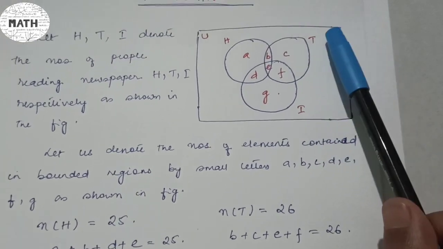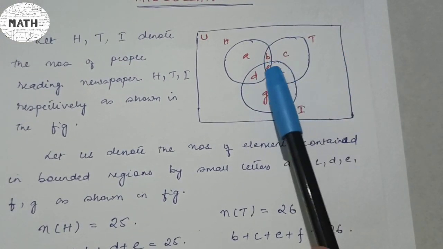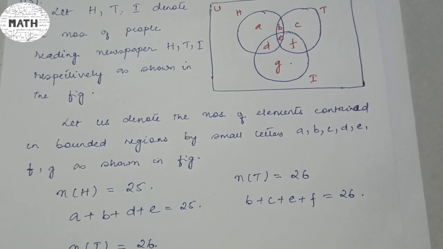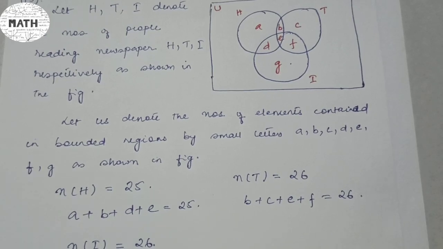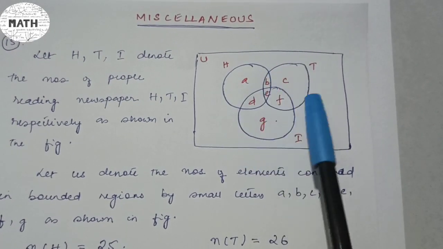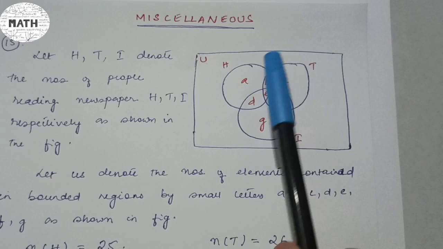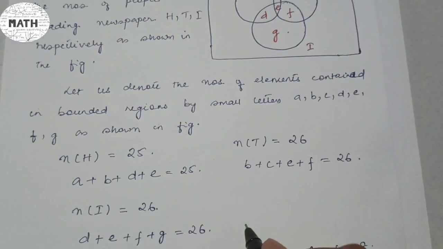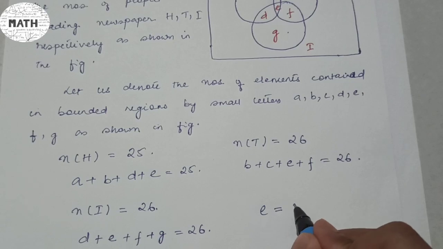So between T and I, what's common? E and F. Yes or no? So that will be E plus F is equal to 8. If you can look at the last part of the equations, given that 3 read all the 3 newspapers, what is common between all these circles? There is one common alphabet between all these circles. It's nothing more than your E. So your E is given to be 3.